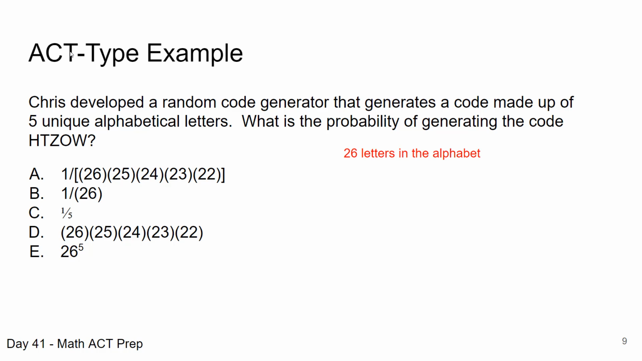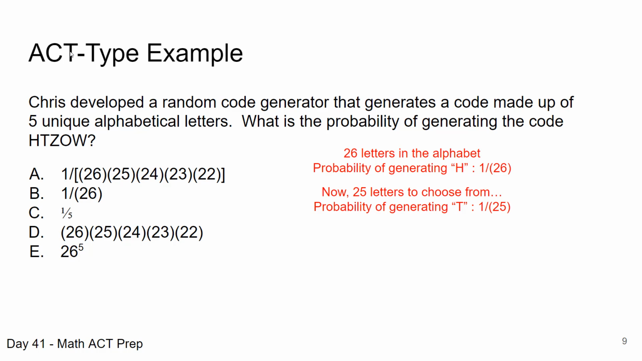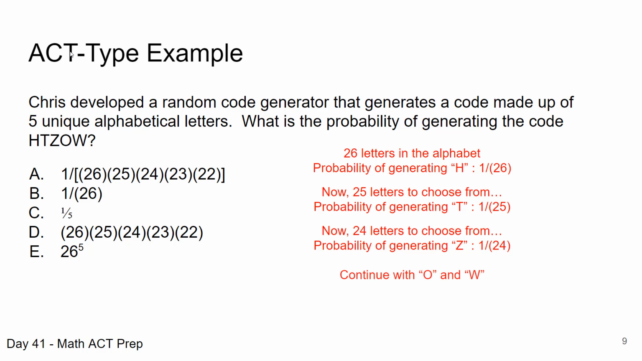So we're looking for 5 unique letters. And we want to keep in mind there's 26 letters in the alphabet. When we first look at the first letter, H, the probability of getting an H is 1/26. We're looking for probability here. Now we have 25 letters left because, again, it's unique. So the probability of generating a T is going to be 1/25. We'll move on to the next letter, Z, and we have 24 letters to choose from there. Now it's 1/24. And we'll continue that same process with O and W.